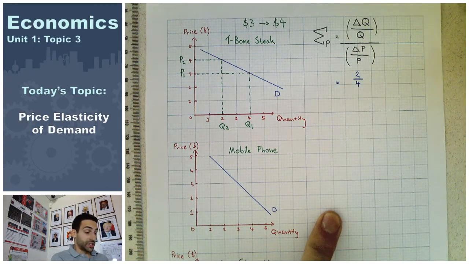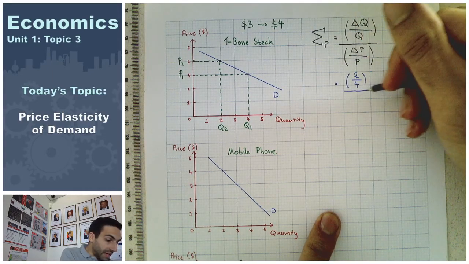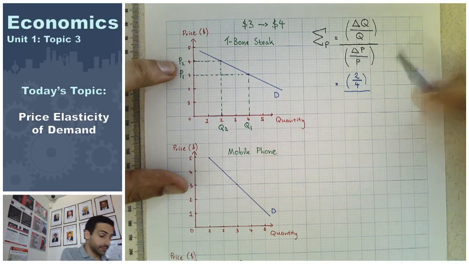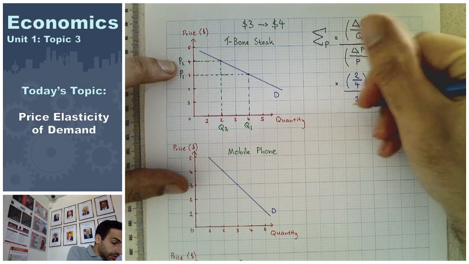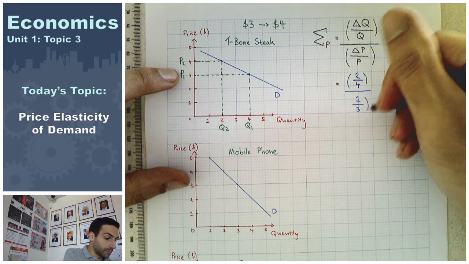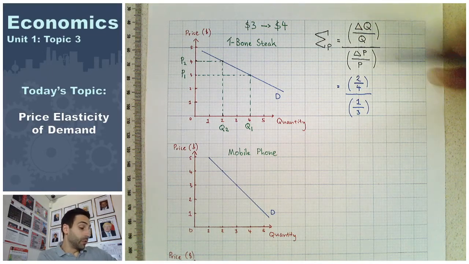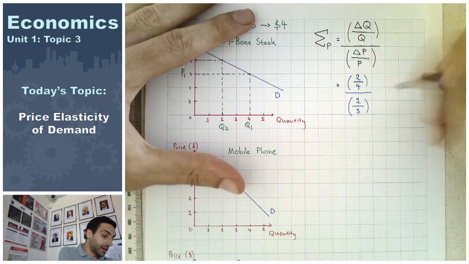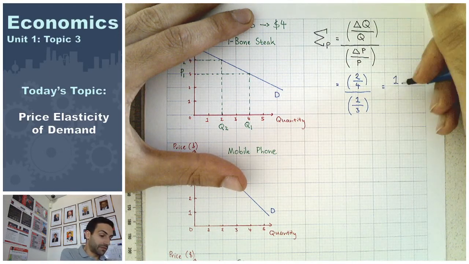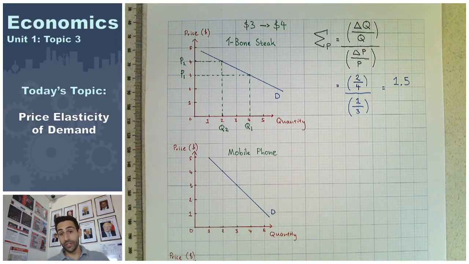So I've just done the first part up here. It's 2 divided by 4. And then we divide that by the change in price. Well, the change in price, it's only gone up by $1. It's 1, divided by the price. I'm going to use the original price, which was 3. So we chuck that in the calculator. 2/4 divided by 1/3, and what do you get? You get 1.5. 1.5 is our elasticity coefficient.